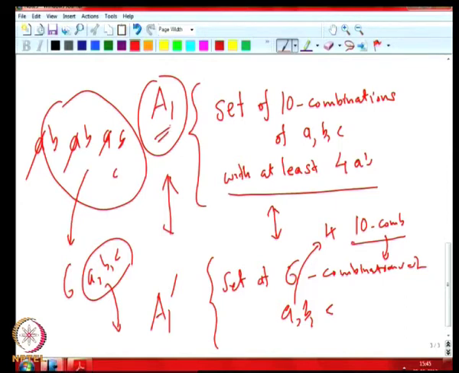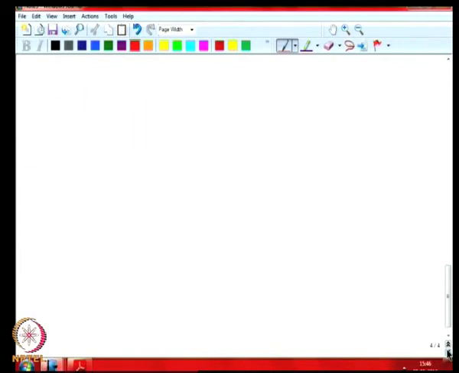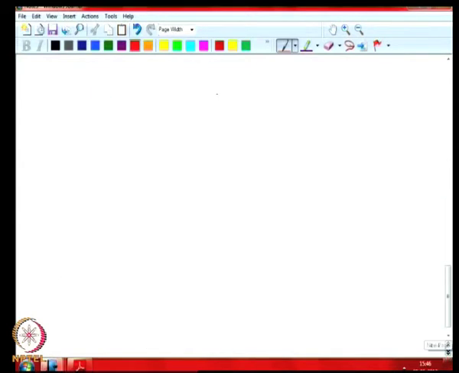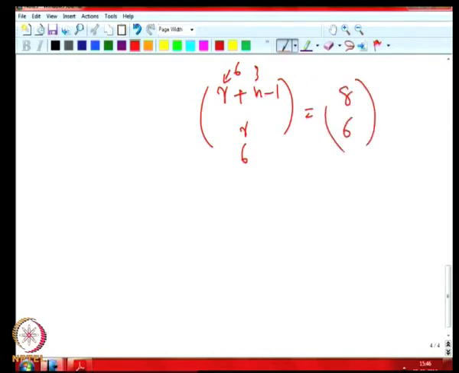So, instead of counting this, we can count this A1 dash, and this is easy to count. Why? Because we know the formula for that, since we do not have any restriction on how many A's can be there. Any repetition number is allowed. So, we can use the R plus n minus 1 choose R formula, here R being 6 and n being 3. So, that is 6 plus 2, 8 choose 6. Therefore, the cardinality of A1 is 8 choose 6.